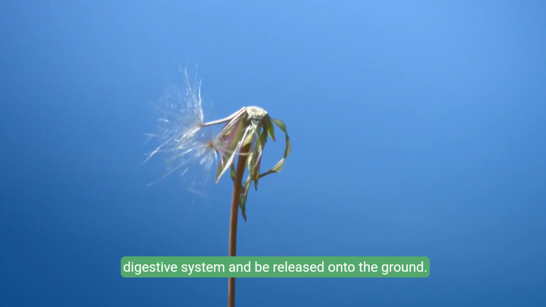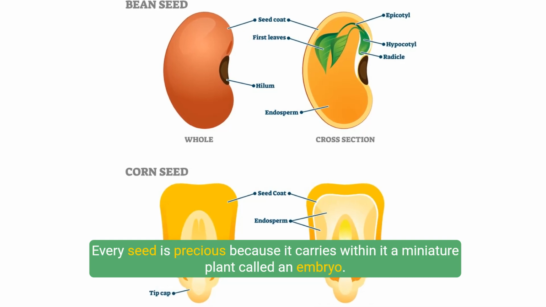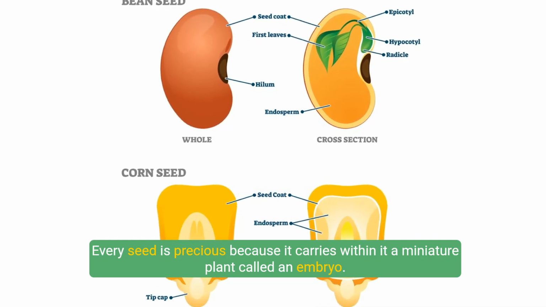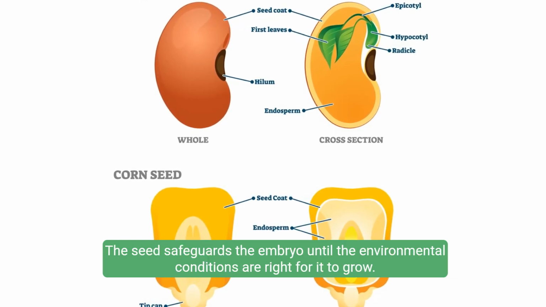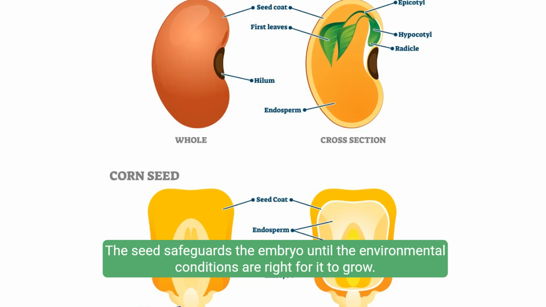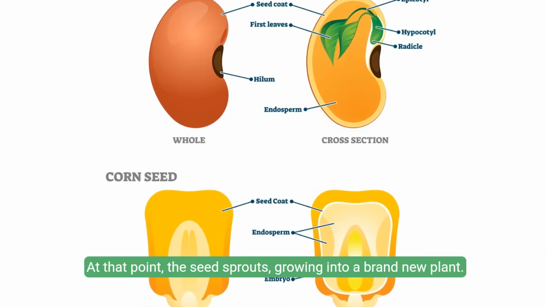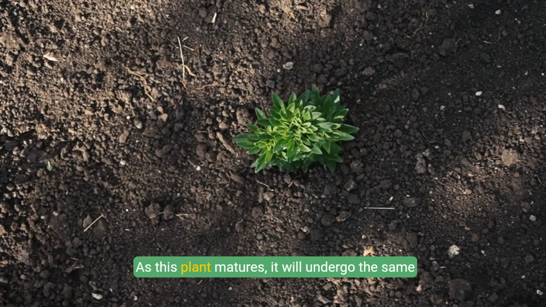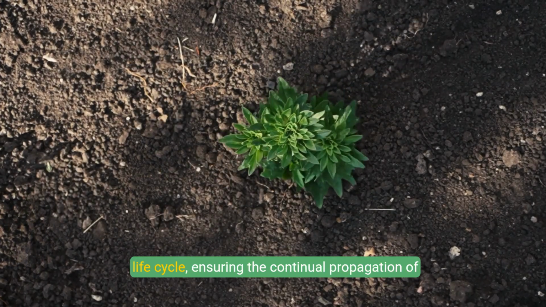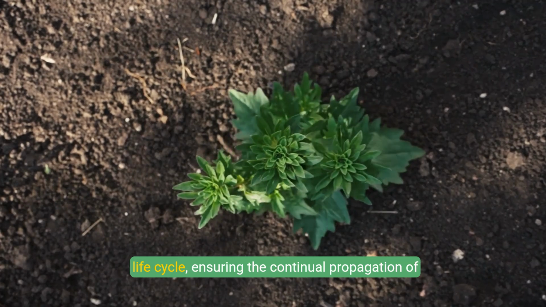onto the ground. Every seed is precious because it carries within it a miniature plant called an embryo. The seed safeguards the embryo until the environmental conditions are right for it to grow. At that point, the seed sprouts, growing into a brand new plant. As this plant matures, it will undergo the same life cycle, ensuring the continual propagation of its species.